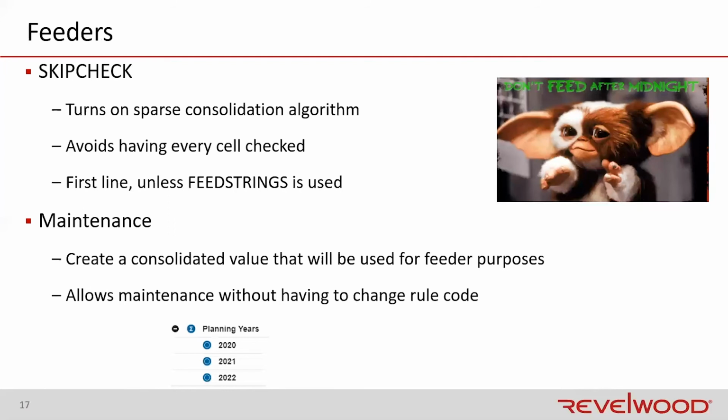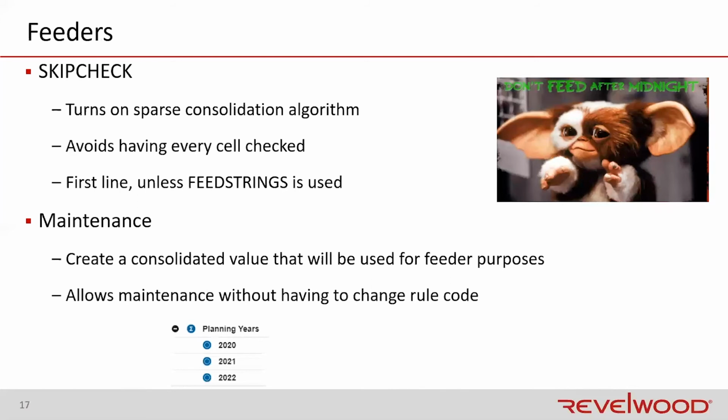Okay? The way it does it is with this fancy-named thing called the sparse consolidation algorithm. But really what that is, it's just saying, don't check every cell, only check the cell when you tell me to do it. And the way that you turn that on is you simply put SKIPCHECK at the very top, the very first line.